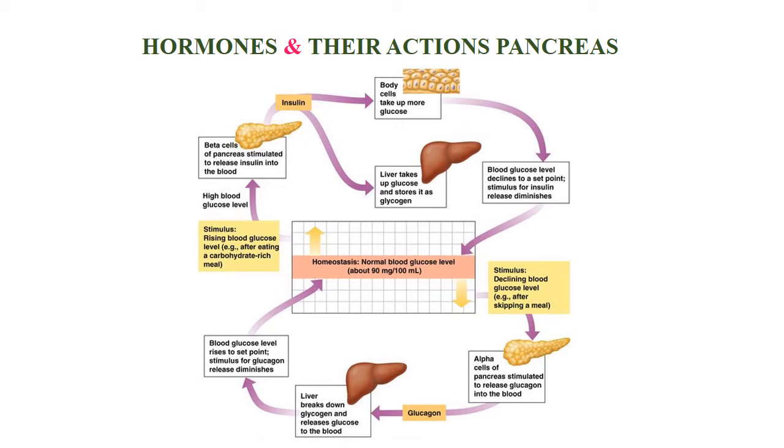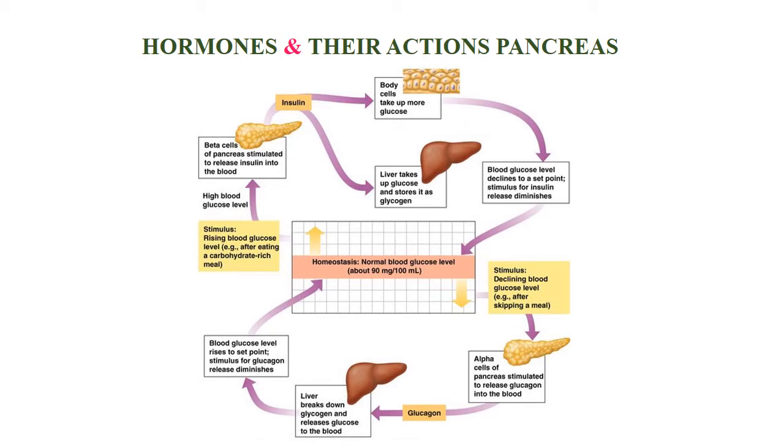In that way, the excess blood glucose will be reduced by the activity of insulin hormone, which is one of the hormones of the pancreas, secreted by the beta cells of the islets of Langerhans, and thereby is involved in the reduction of the blood glucose level to normal.